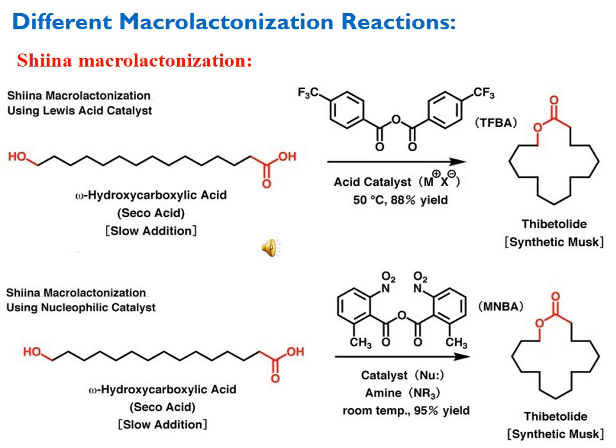If we use the nucleophilic catalyst, then this omega hydroxy carboxylic acid is treated with methyl nitrobenzoic anhydride. The catalyst is a nucleophile, and the amine is a trialkyl amine. Room temperature is required for this reaction, and we get the product with 95% yield. That is, thibitolite with 95% yield has been prepared through this method using a nucleophilic catalyst, but by using a Lewis acid catalyst 88% yield was obtained. So this is the overall introduction of some different macrolactonization reactions which are related to this process of Keck macrolactonization.